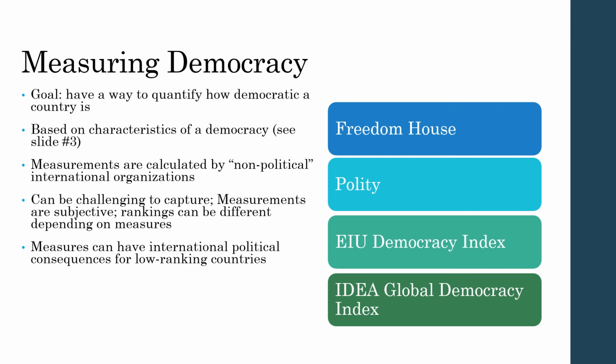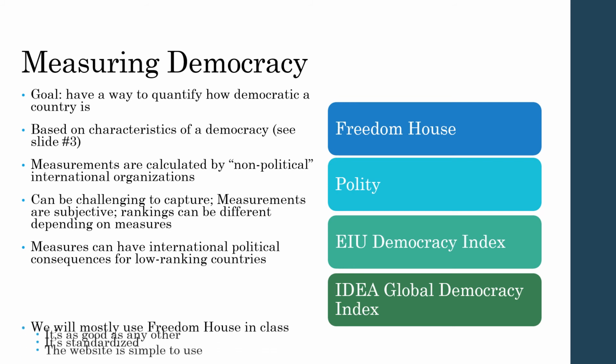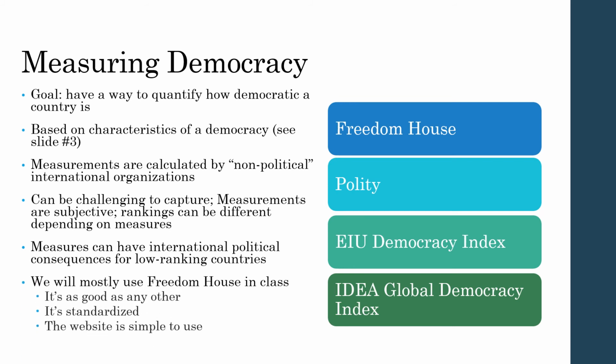And these measures can actually be consequential for countries. There are international charitable organizations that only give grants to countries that have above a certain ranking on one of these measures, and so it can really have consequences which measure they use. So that's kind of interesting. There's a lot of controversy about that at the international public policy level. But for our purposes, we're going to use Freedom House.